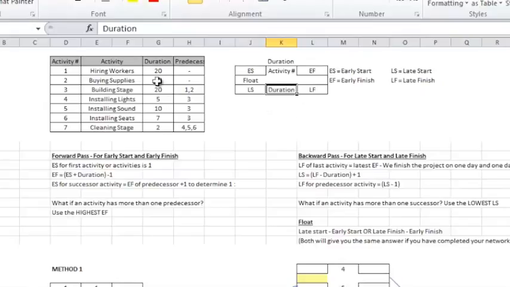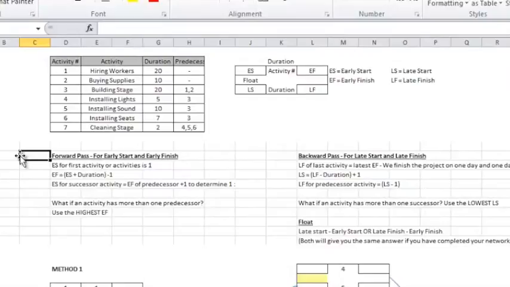Duration, which just comes from the table over here. How long is it going to take? Just like the activity number came from the table over here. And LF, again, like Frank, late finish. What is the latest this can finish? And we mean without delaying the project, or without delaying the work that happens after it as well.